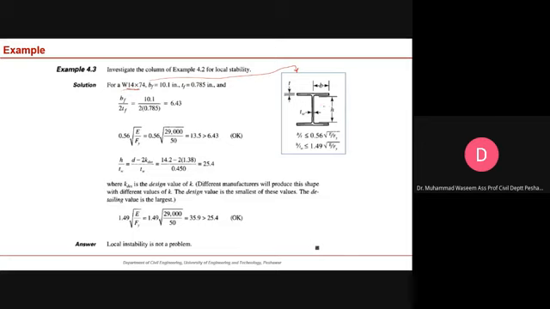Now first you have to check the ratio of the widths for flanges. This is the flange, we are talking about this portion. So what is the total flange? This is bf. bf is actually this one.